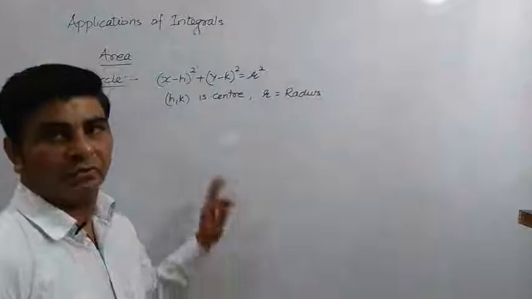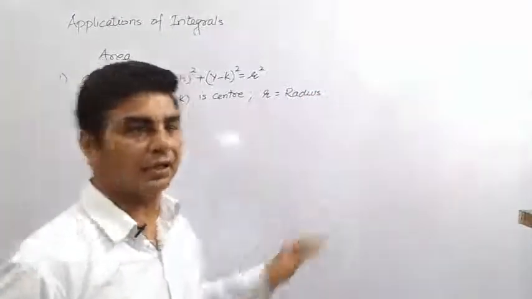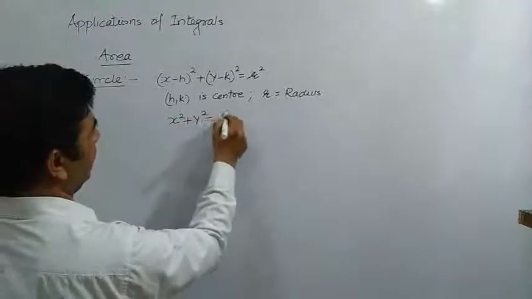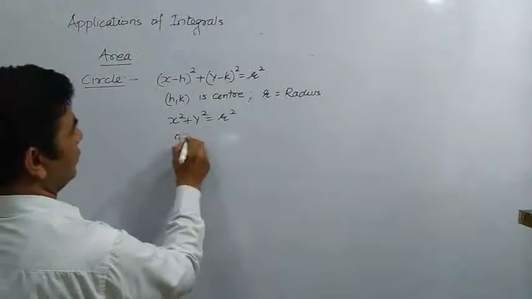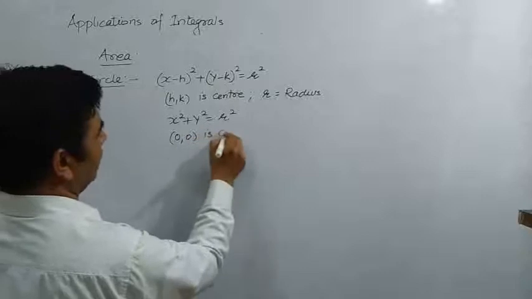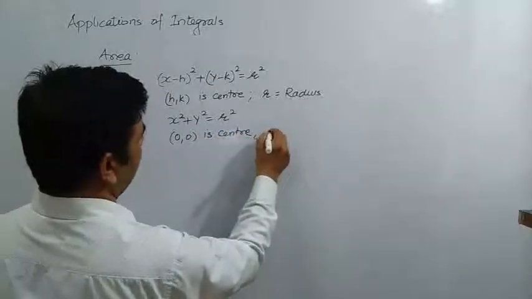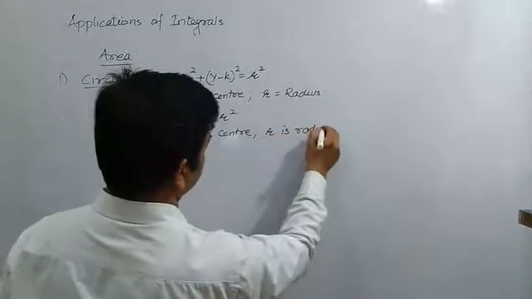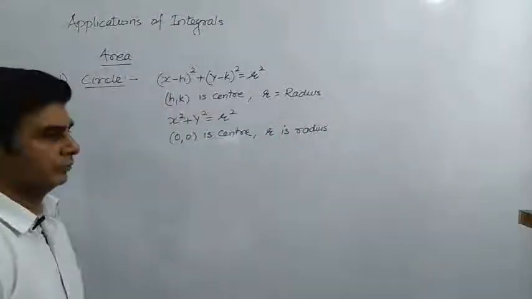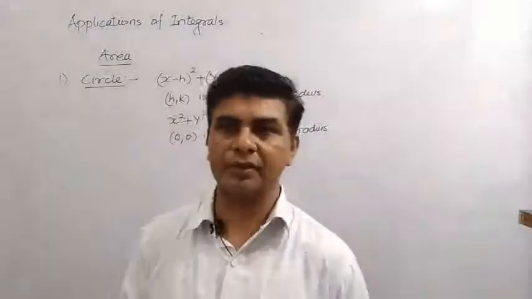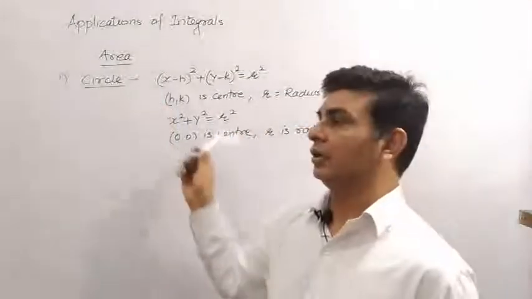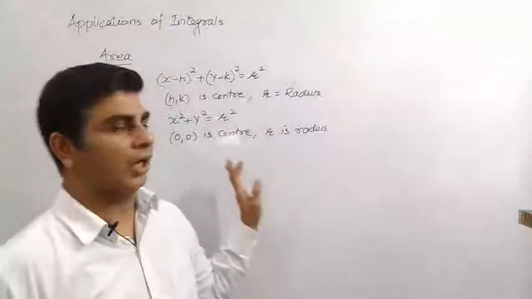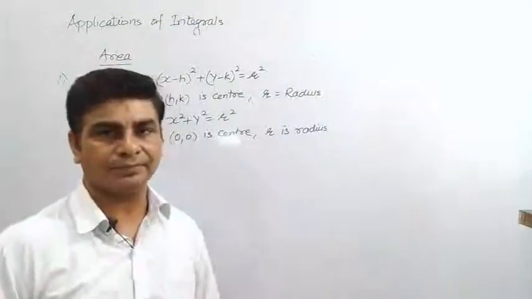But in case the equation of the circle is given in the form x square plus y square is equal to r square, here (0, 0) will be the center and r remains the radius, like this. These are the characteristics of the circle, which are necessary to find the area of this circle using integration.